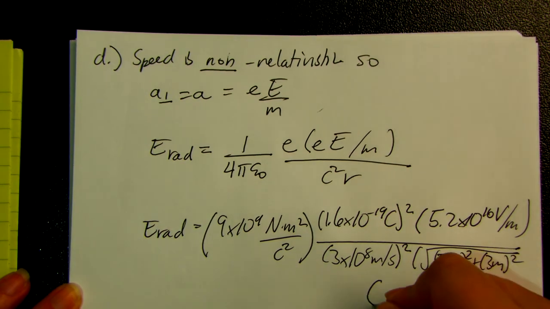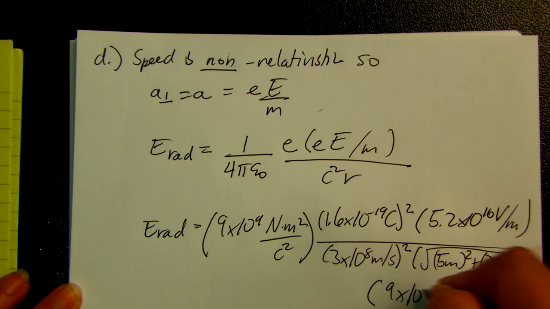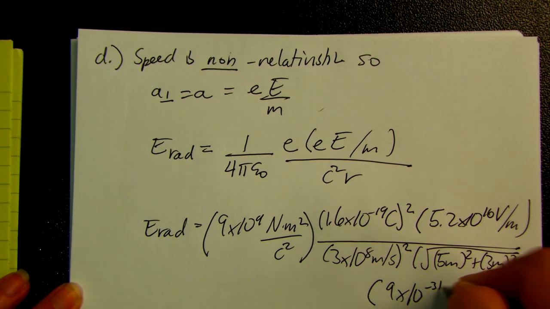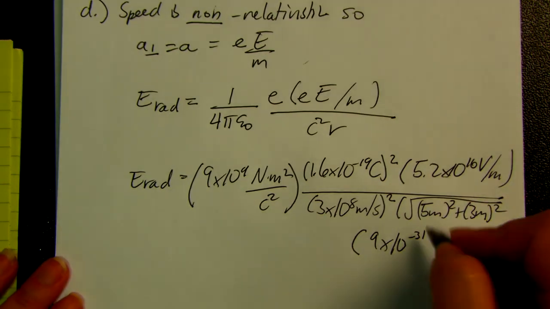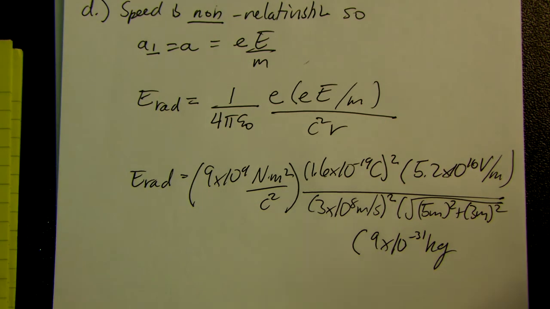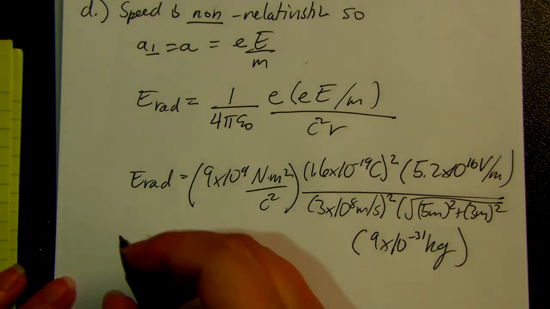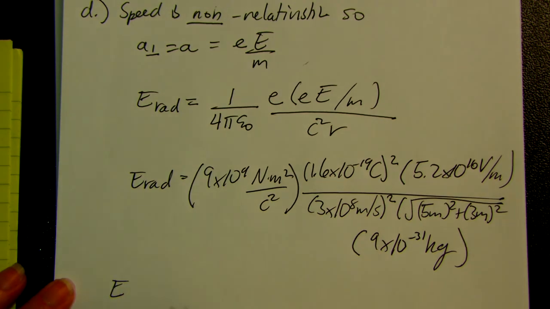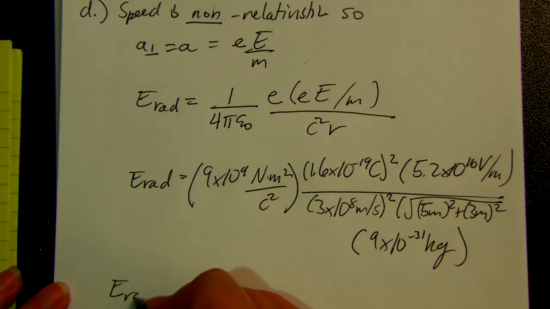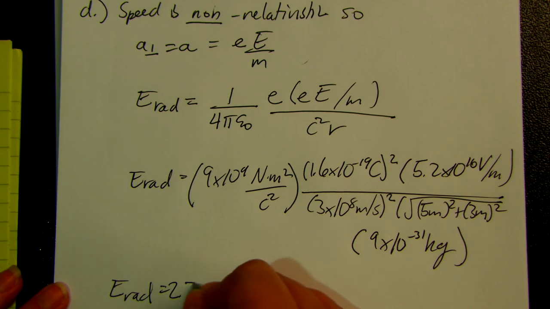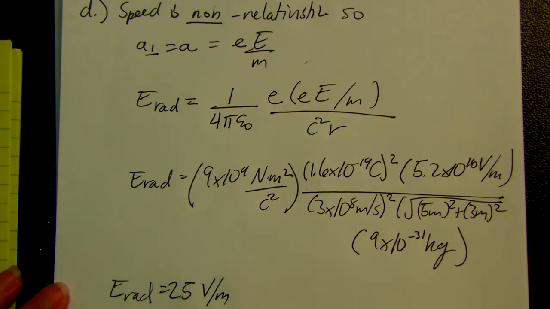And then also on the bottom is the mass, 9 times 10 to the minus, oh shoot, I forgot there was a mass in here. Okay, this is now an electron, not a mu minus anymore. Serves me right for changing things on the fly. E radiative is equal to 25 volts per meter.